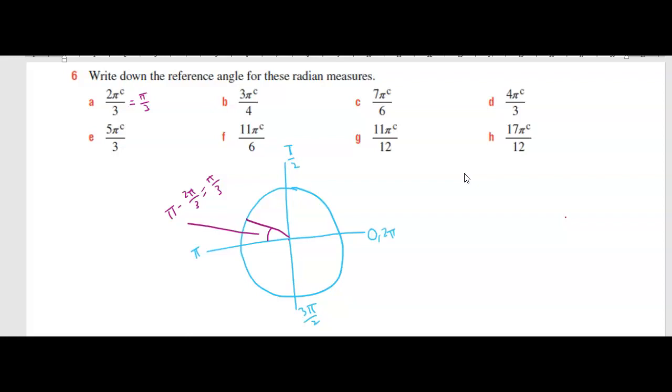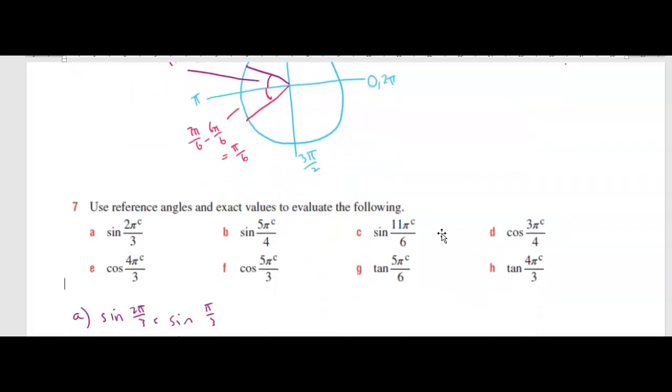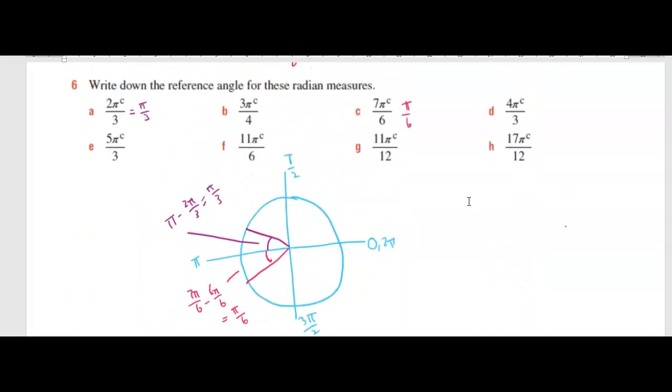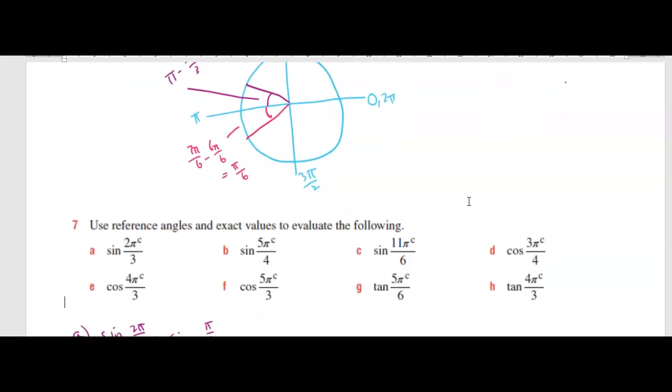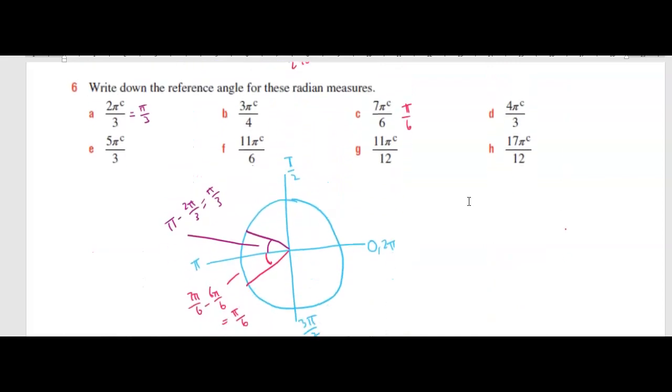So 7 pi on 6 is just past pi. So to work out what this angle is, 7 pi on 6 minus pi. If you want to, you can convert that to be 6 pi on 6 just to make it easier to see. So 7 pi minus 6 pi is just 1 pi, so we're left with pi on 6. So your reference angle for that one is pi on 6. Now, let's see if there's one. Okay, so we've got, what was it? 7 pi on 6. Any of them 7 pi on 6? No. So I might do one.